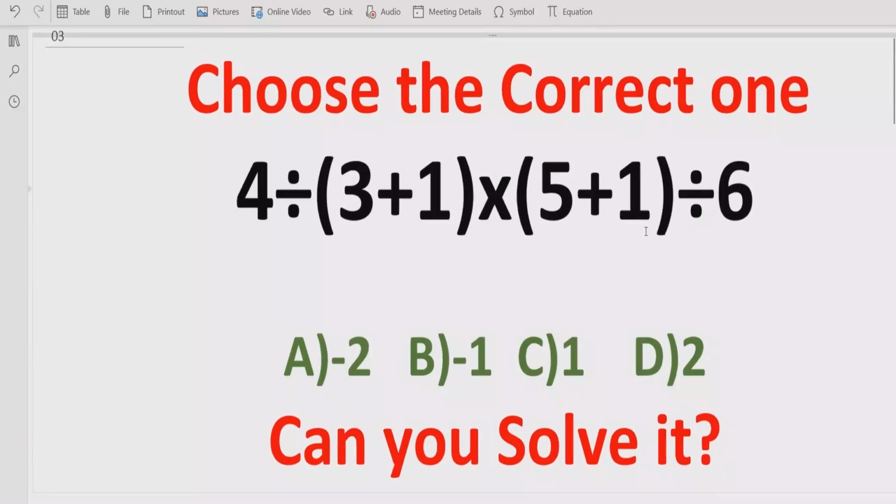Today we will solve another quiz which is related to arithmetic expression. The quiz contains the basic operations: plus, minus, multiplication and division. So we have to solve this quiz using PEMDAS and BODMAS method and find out the correct answer. In the answer list we have four answers. A is -2, B is -1, C is 1 and D is 2. So let's see after solving it which answer is correct.